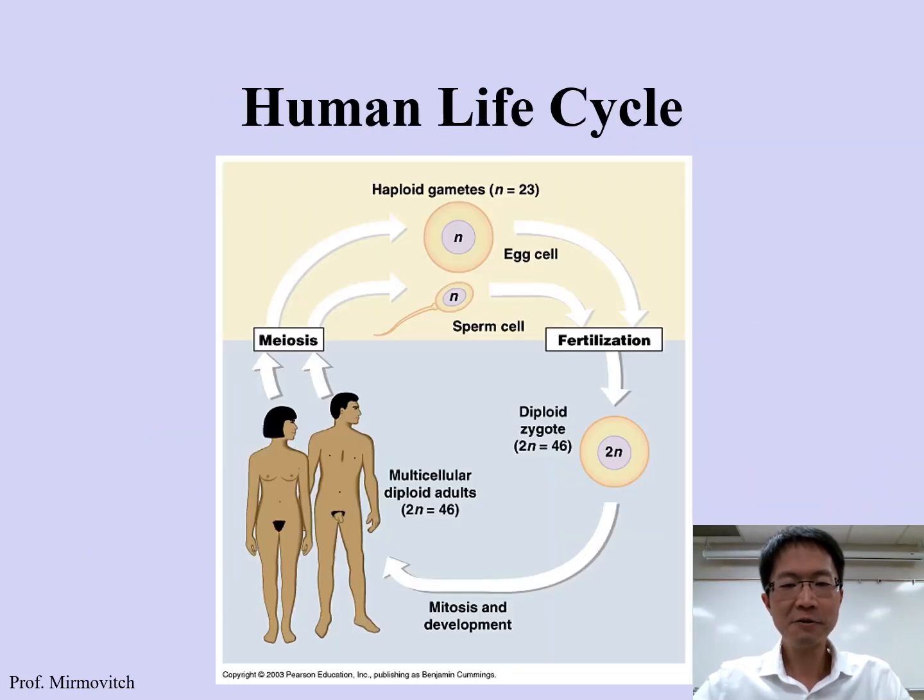So, a human life cycle. We start with the gamete, the sex cells. So we have an egg cell and a sperm cell. The gamete has 1N. N means haploid. Haploid means that the cell has 23 chromosomes. That means the egg cell has 23 chromosomes, and the sperm cell has 23 chromosomes.